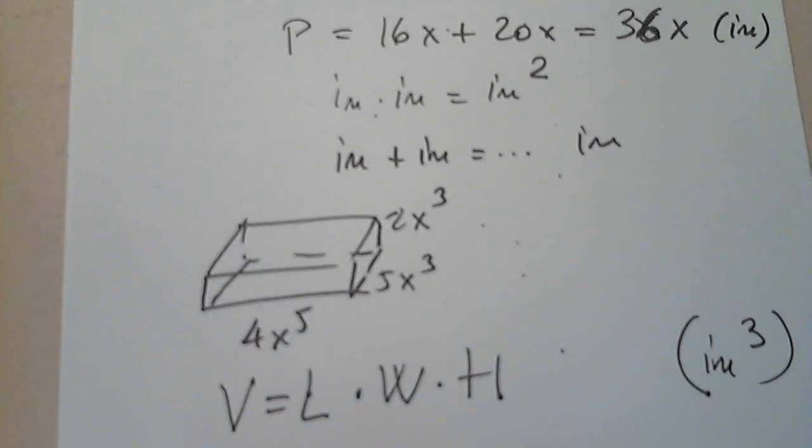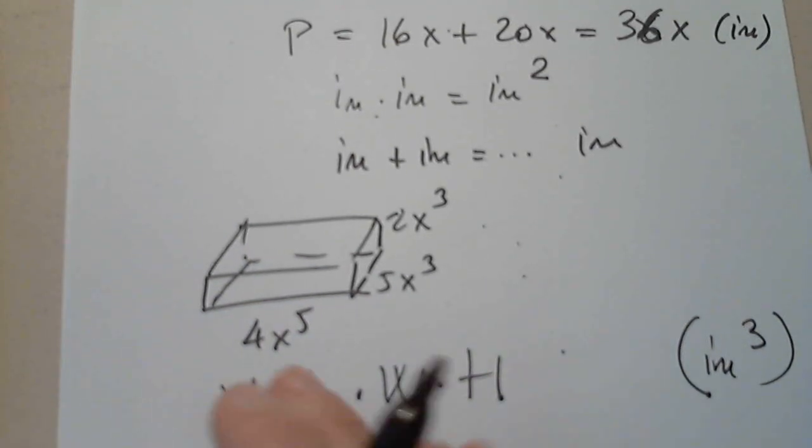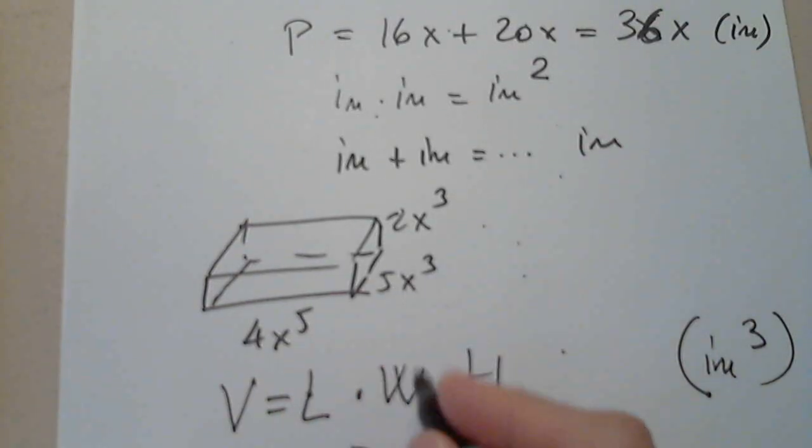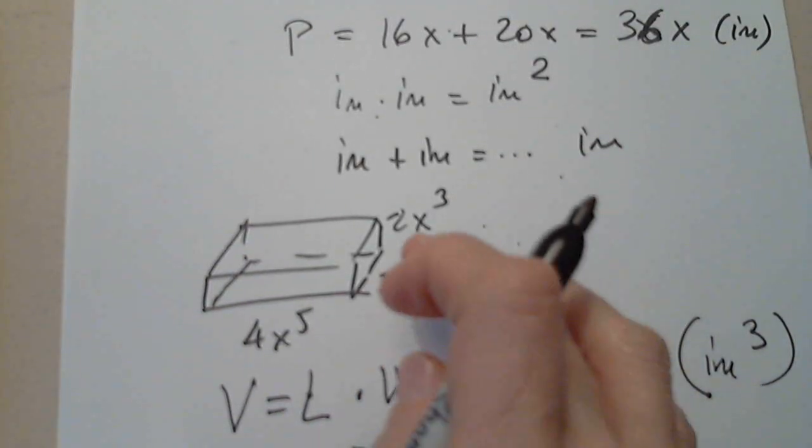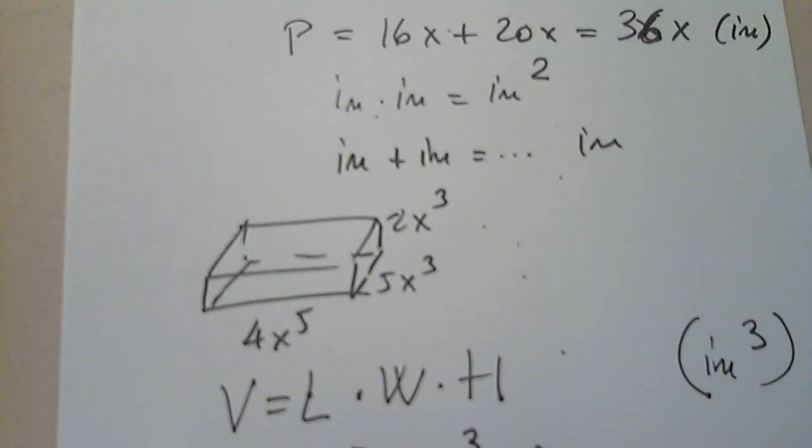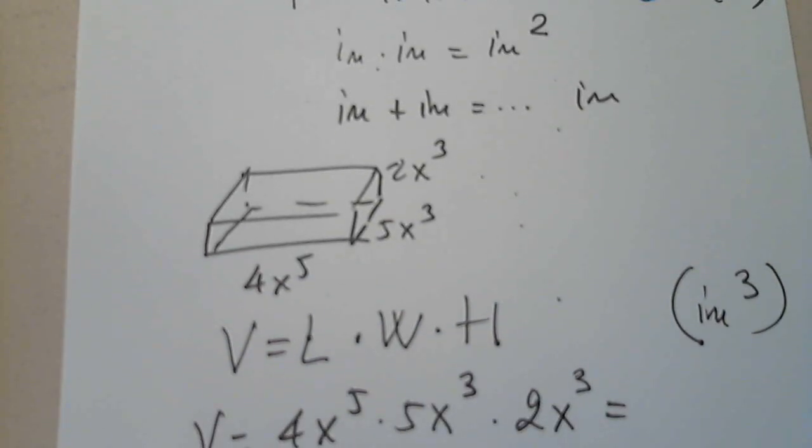So all we have to write is 4x to the fifth, the length, times the width, 5x to the third, times the height, which is 2x to the third. So, careful, we are multiplying. And we have to multiply 4 by 5 by 2 first.